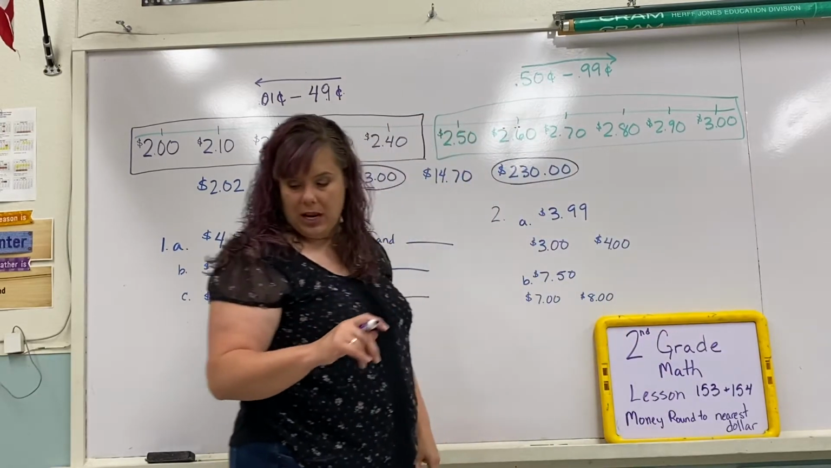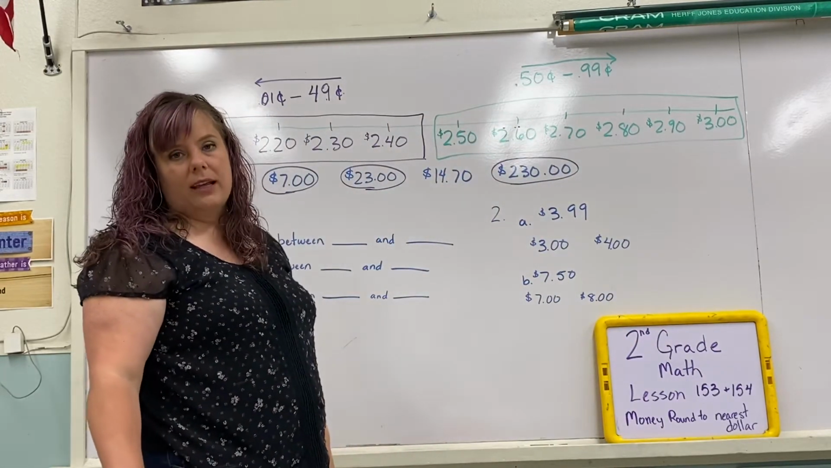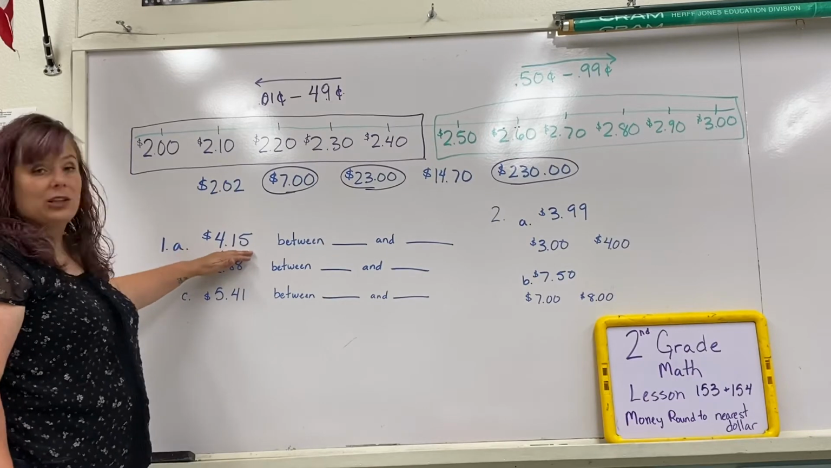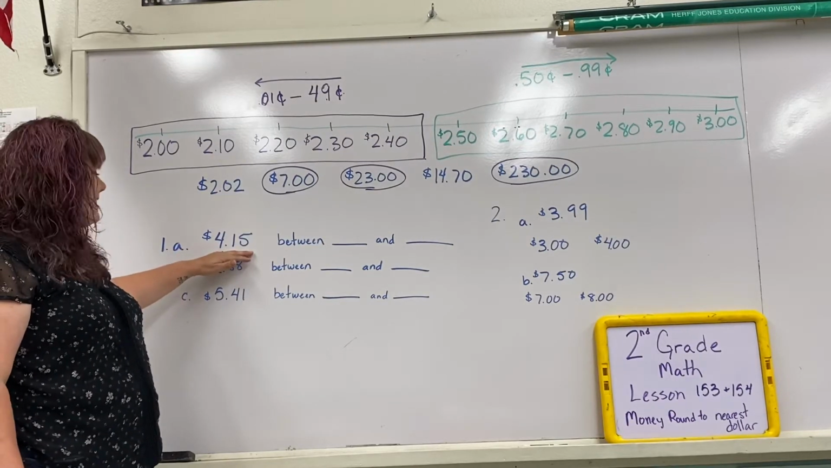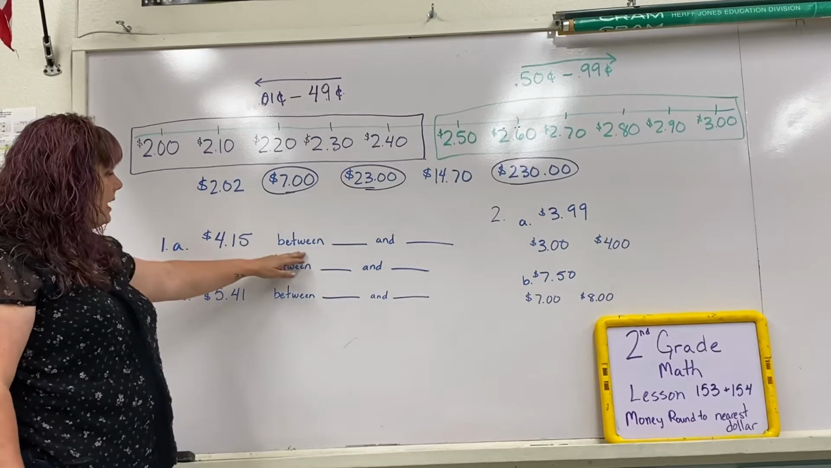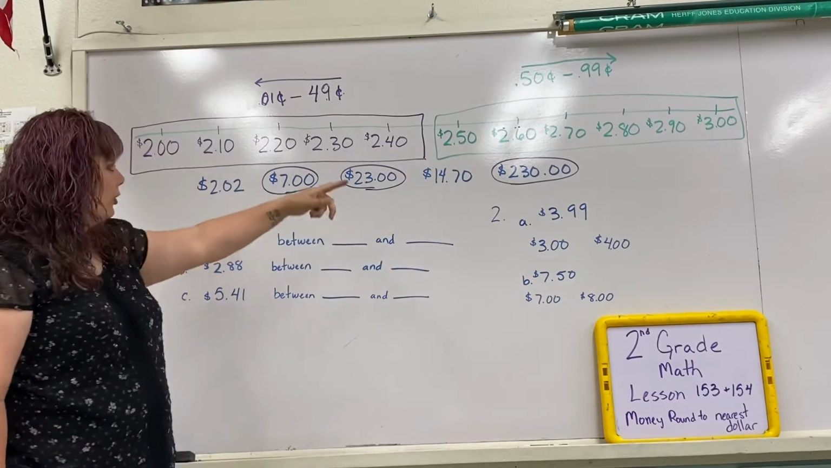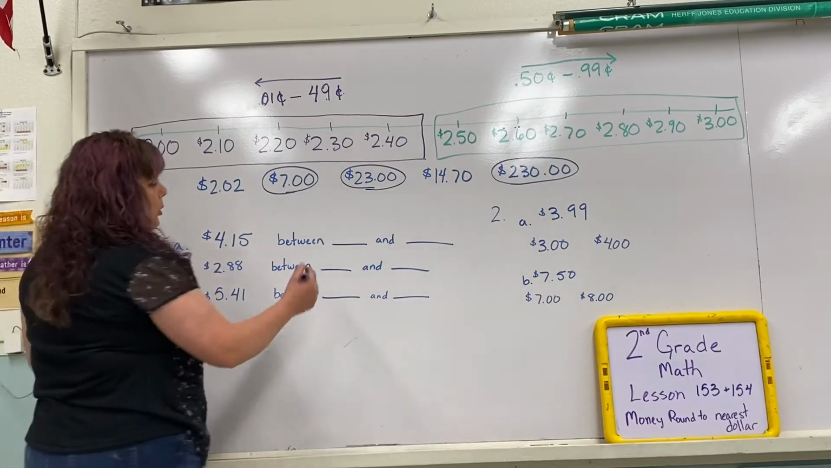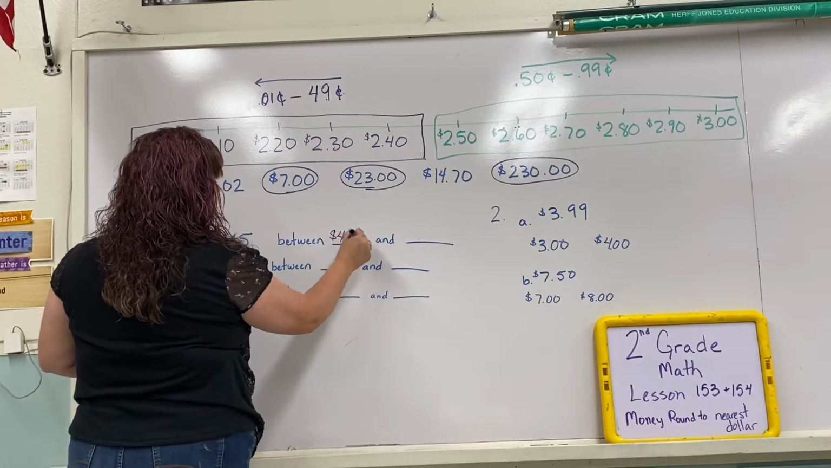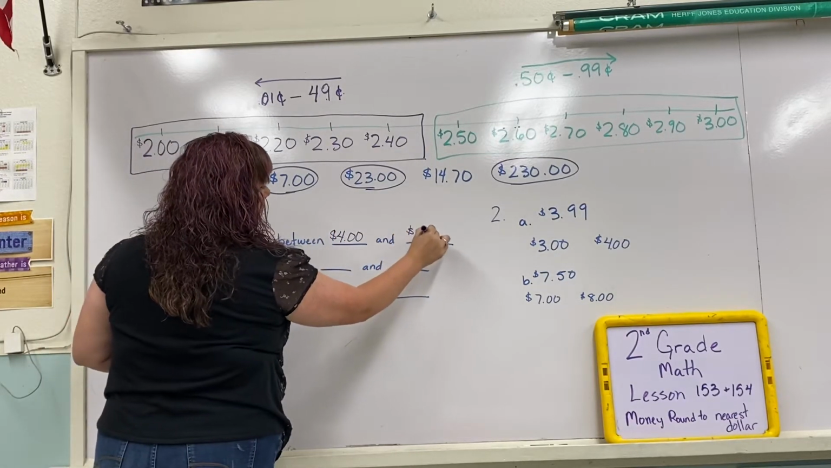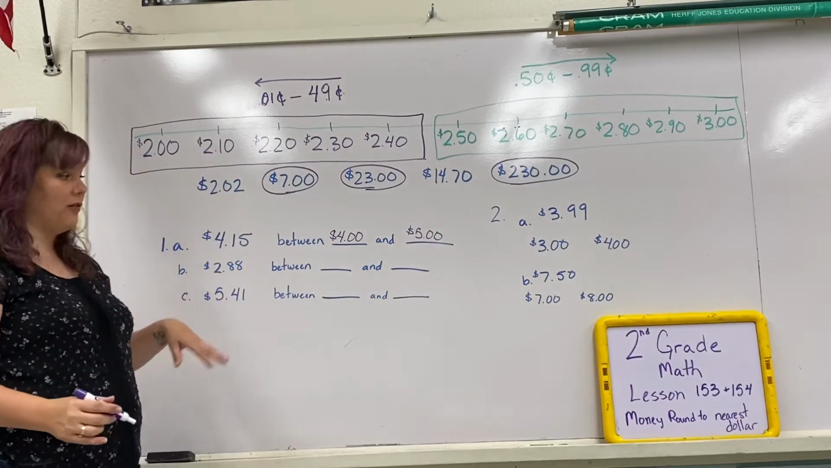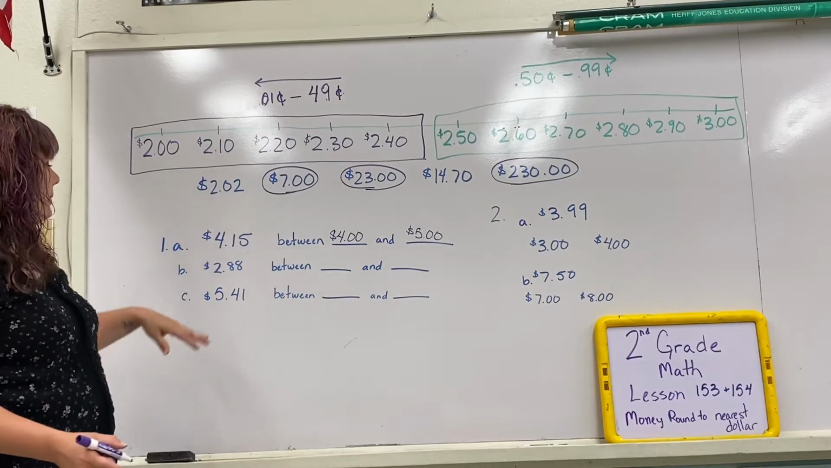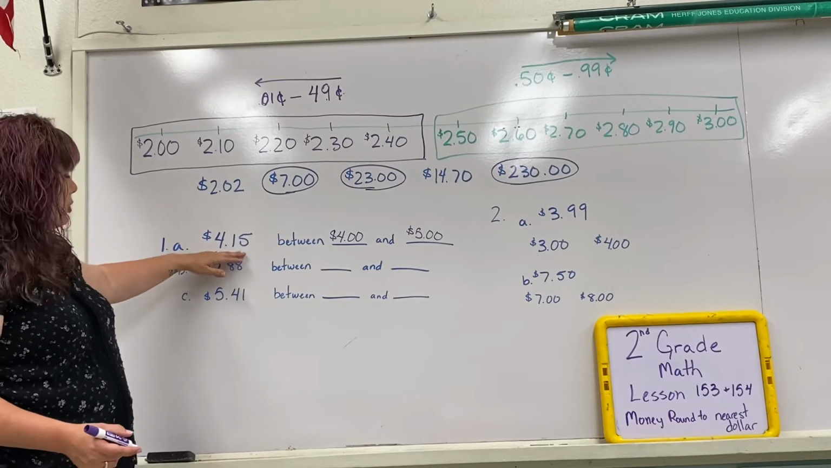So let's take a look on page 314, number 1. They've done the first one for you, but we're going to look at it anyways, okay? So the first one they give you is $4.15. And they ask, is $4.15 between what two whole dollars? Okay, so on a number line like this, $4.15 would be between $4 and $5. And see, they've given that to you. They've given you those two numbers on your page.